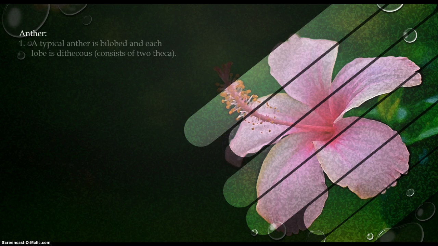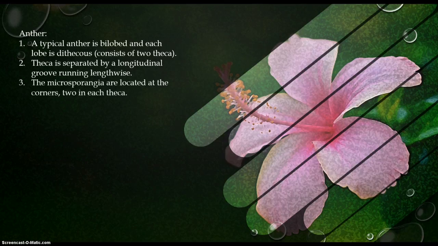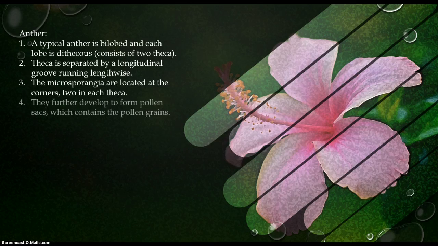Let us first see about the anther, because we have discussed the filament previously. What is filament? It is a stalk-like arrangement which is attached either to the thalamus or to the petals of the flower. What is anther? A typical anther is bilobed, and each of these two lobes contains two theca, and hence they are known as dithecous. The theca are separated by a longitudinal groove running lengthwise. The microsporangia, located inside the theca, further develop to form pollen sacs, and these pollen sacs contain the pollen grains.